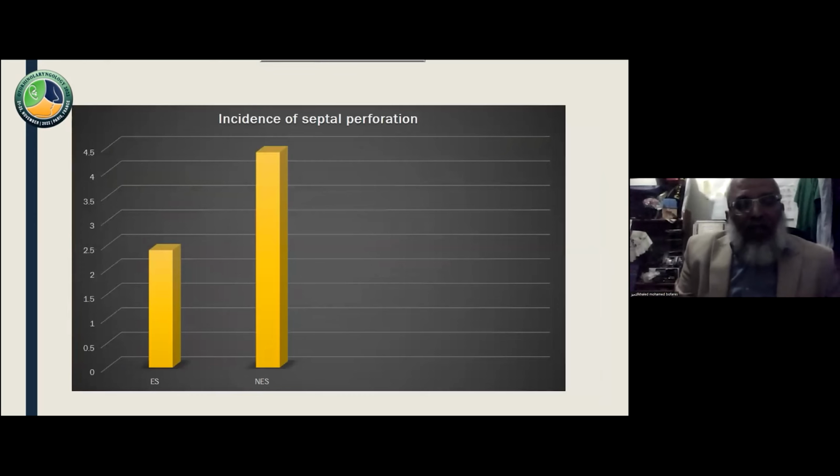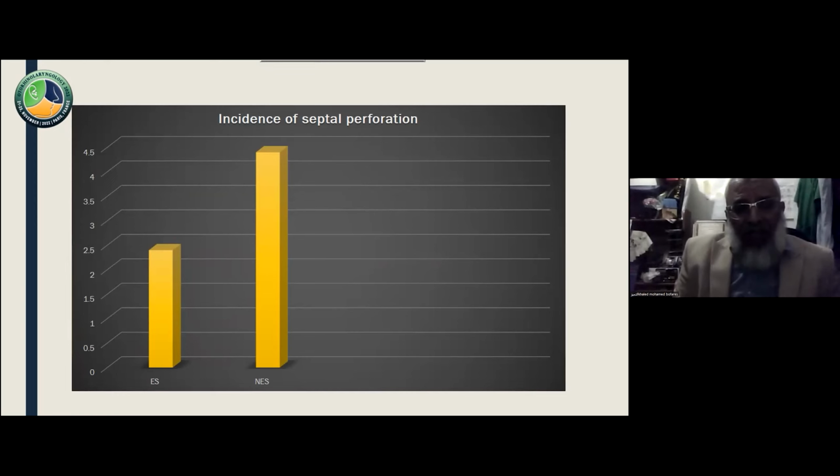The other bar chart illustrates the incidence of the worst complication of septoplasty, as is well known to all people working in this field: septal perforation, which is difficult to manage if it occurs. As we can see from this bar chart, endoscopic septoplasty has a significantly lower incidence of septal perforation compared to the other conventional technique.